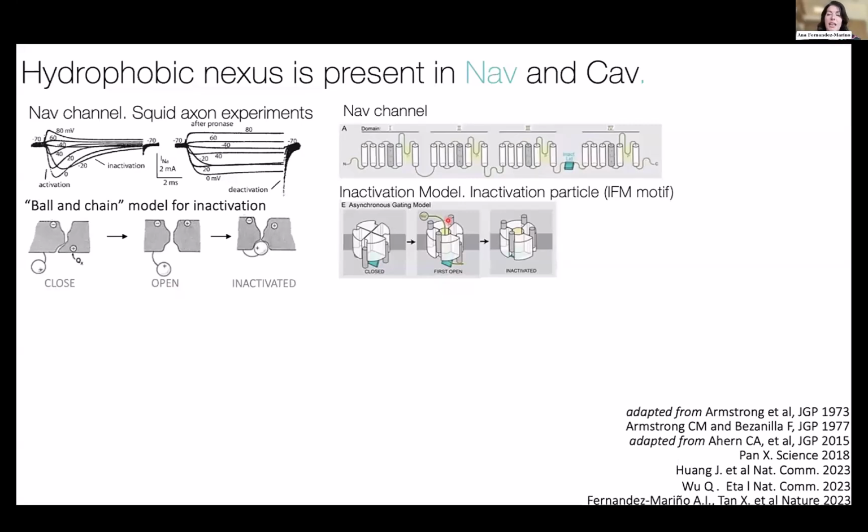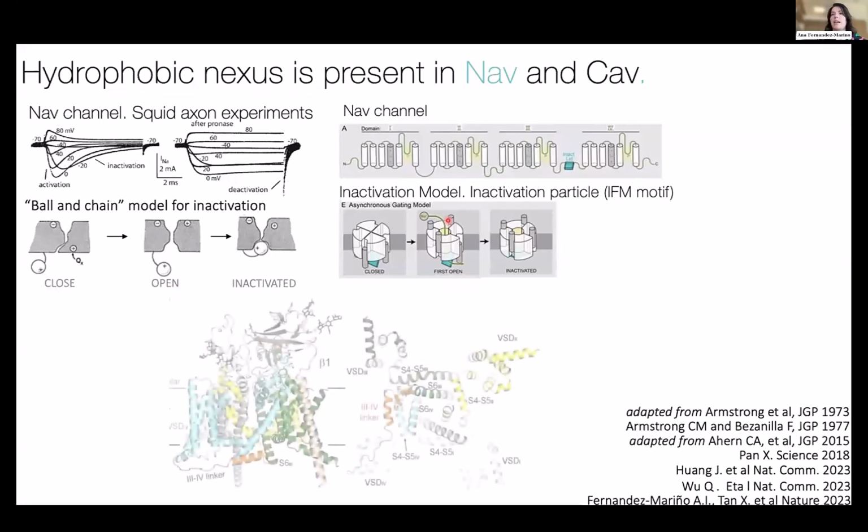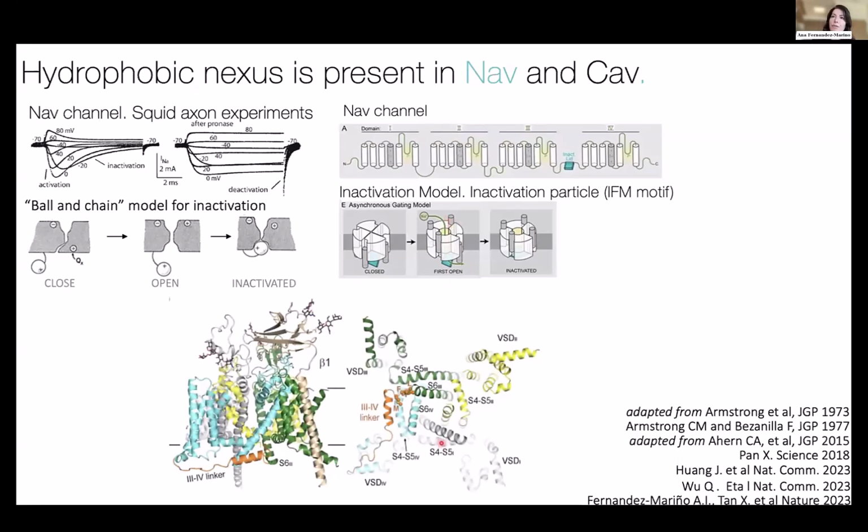And this was the way we understood this mechanism until 2018, when the first structure of a sodium channel in the presence of the IFM motif was solved, and they found that the IFM motif was not being coordinated in the pore of the channel. It was actually being coordinated in this side pocket between the voltage sensor domain and the pore domain of domain 3 and the pore domain of domain 4.